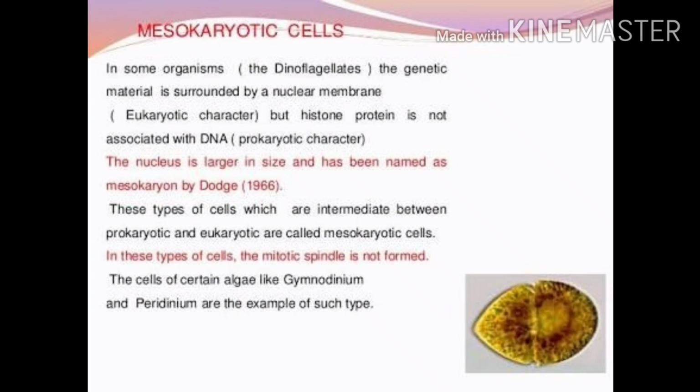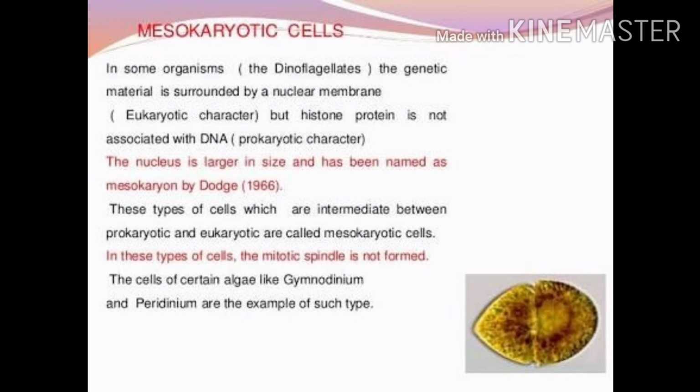So my point is that when a cell is said to be a prokaryotic cell, it should satisfy 2 criteria. It should lack a well-defined nucleus, and it should also lack membrane-bound cell organelles. When a cell is called a eukaryotic cell, it should satisfy 2 criteria. What are the 2 criteria? It should have a well-defined nucleus, that is a membrane-bound nucleus, and it should have the majority of membrane-bound organelles, that is cell organelles surrounded by membranes.